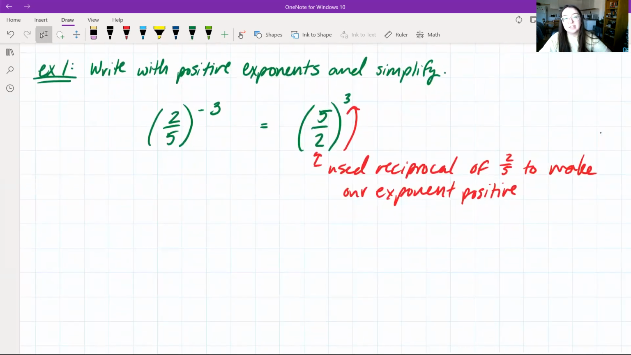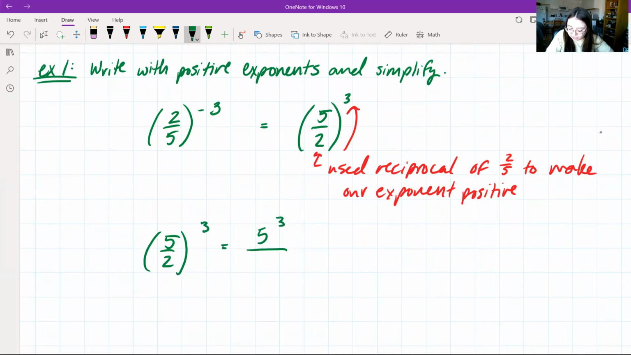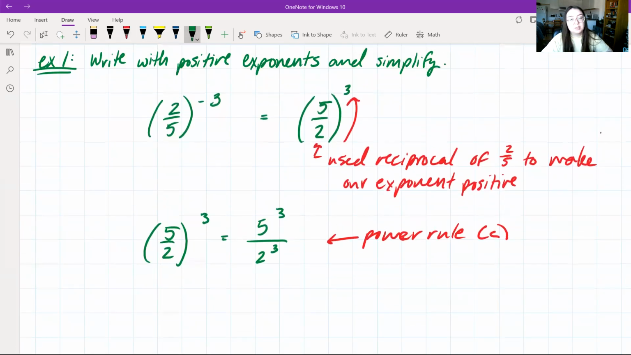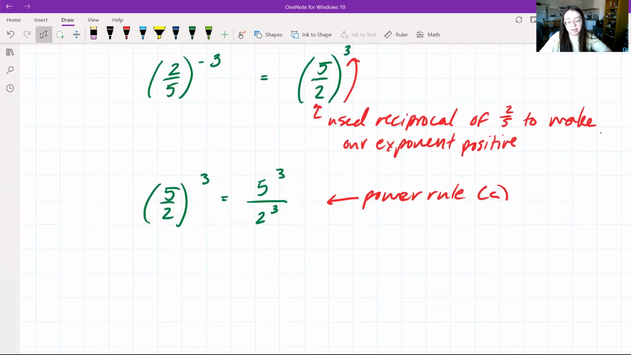Now we have a positive exponent, so we can go ahead and use our power rules. We can use power rule C, which tells us that if we have a fraction, we can distribute our power to our numerator and our denominator. So 5/2 to the power of 3 can be rewritten as 5 to the power of 3 divided by 2 to the power of 3. And this is power rule C. And we want to simplify as much as possible. So we need to simplify our terms here.